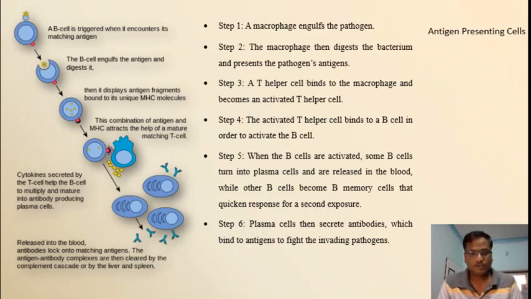Now how does it work? Stepwise, let us say a macrophage engulfs the pathogen. What are macrophages? Macrophages are phagocytosing cells, cells which can phagocytose pathogens. So it has engulfed the pathogen, and these macrophages then digest the pathogen, whether it is a bacterium or any other pathogen, and present the pathogen's antigens. Now this is the most important step. You can also consider them as antigen presenting cells, because once the pathogen enters the system, it is going to be consumed by the macrophage.